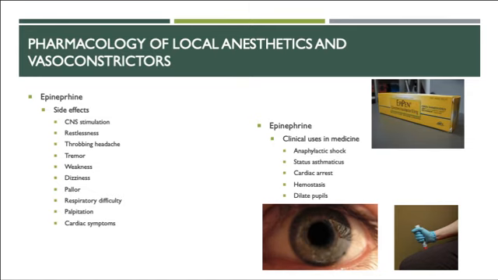Now, here we have some side effects of epinephrine, which you can read on the screen, but let me direct your attention to some of the specific uses of epinephrine on the other side of the screen, other than as a vasoconstrictor in dentistry. It's used in anaphylactic shock in the form of an EpiPen. It's used for status asthmaticus. It's used for cardiac arrest to help get the heart jump-started again. It's used as a hemostatic agent as well as used to dilate the pupils.